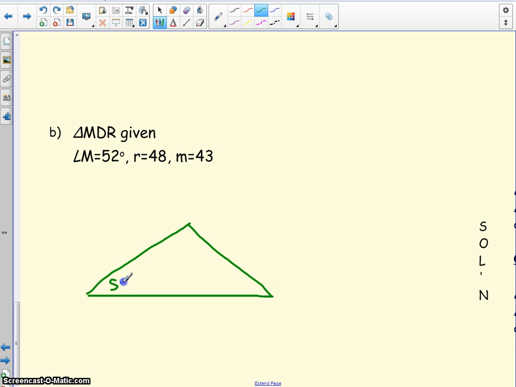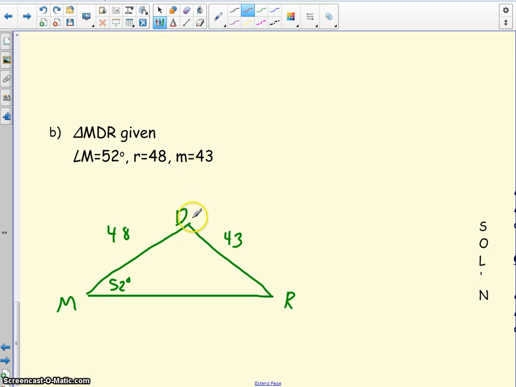So I have 52 degrees here for my angle M. The side across is 43, and my other known side is 48. So you'll notice here I have two sides and an angle. It's not the contained angle between the two sides that's given, so this is a sine law problem, and I would have to use sine law to solve for an angle. This is where I could potentially have an ambiguous case.